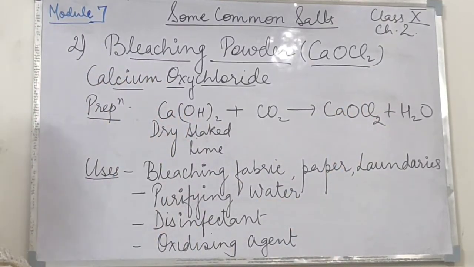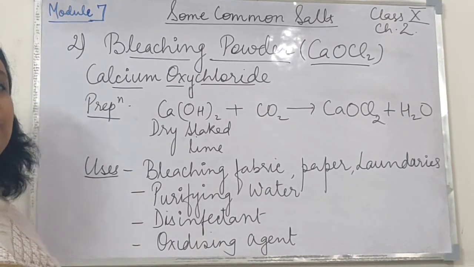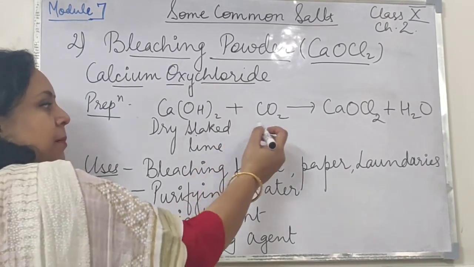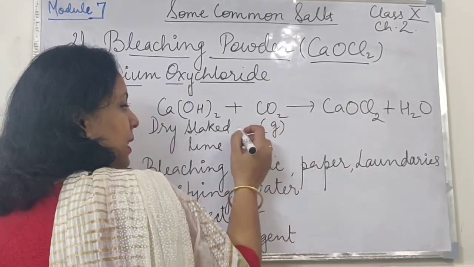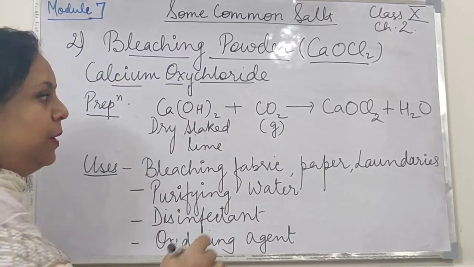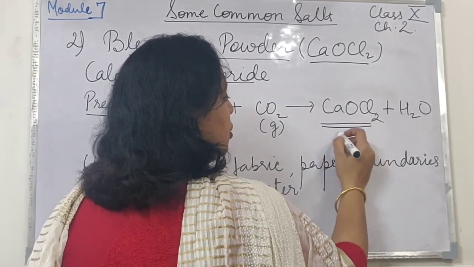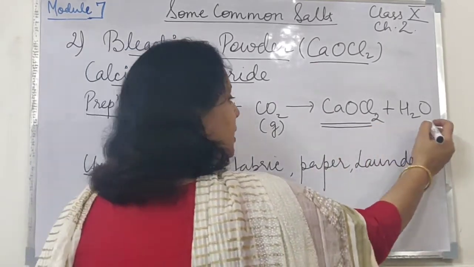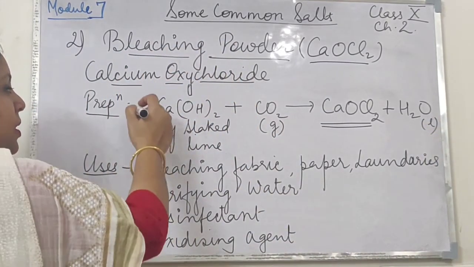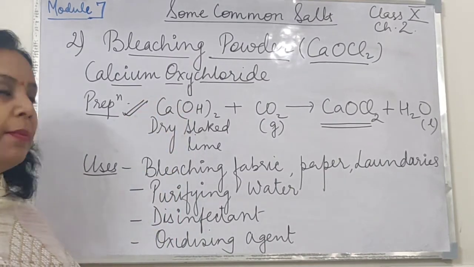Now children, we need to study the preparation of this bleaching powder or calcium oxychloride, and it is done when carbon dioxide gas is passed into dry slaked lime. When it is passed through dry slaked lime, we observe the formation of this bleaching powder and water. Alright, now this is a very important reaction and it is often asked in the exams also.